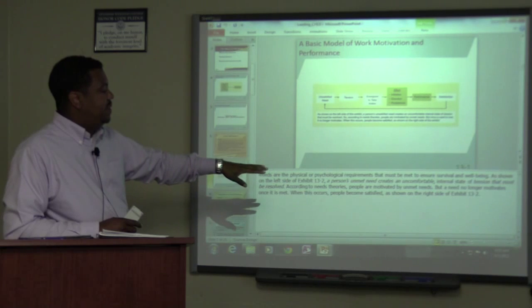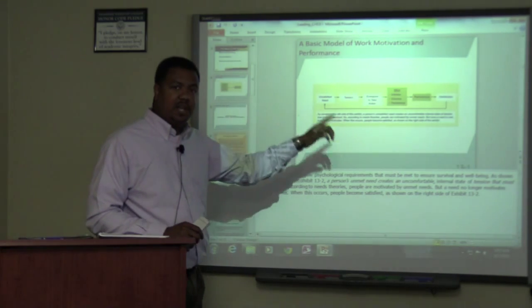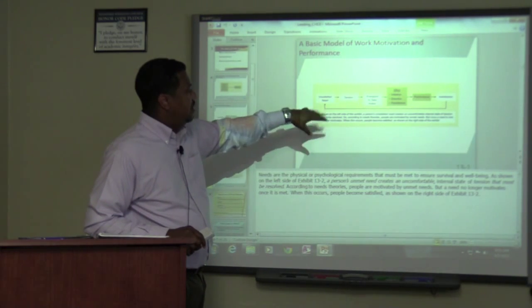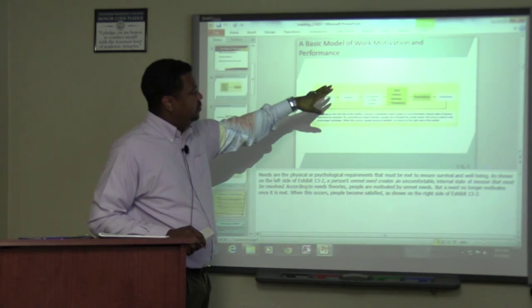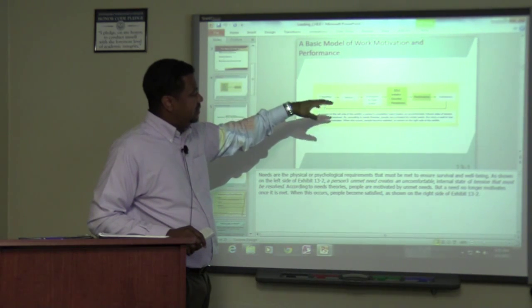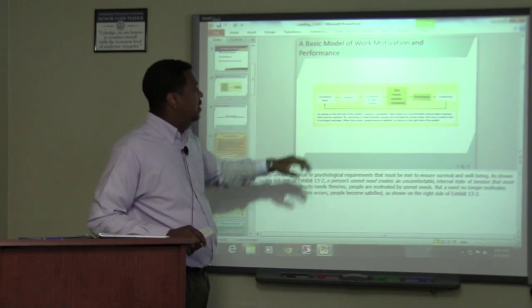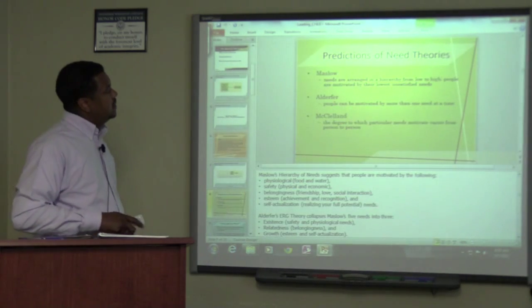According to needs theory, people are motivated by unmet needs. So we see in this continuing cycle that individuals have unmet needs, tension is created, and they're energized to take action. They use effort, which is initiation, direction, and persistence, to create performance and also satisfaction to fulfill their original tension. Okay?